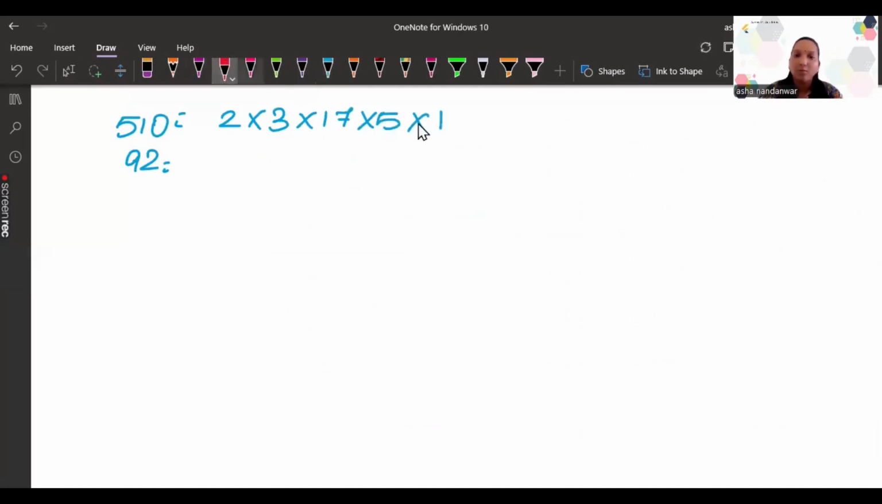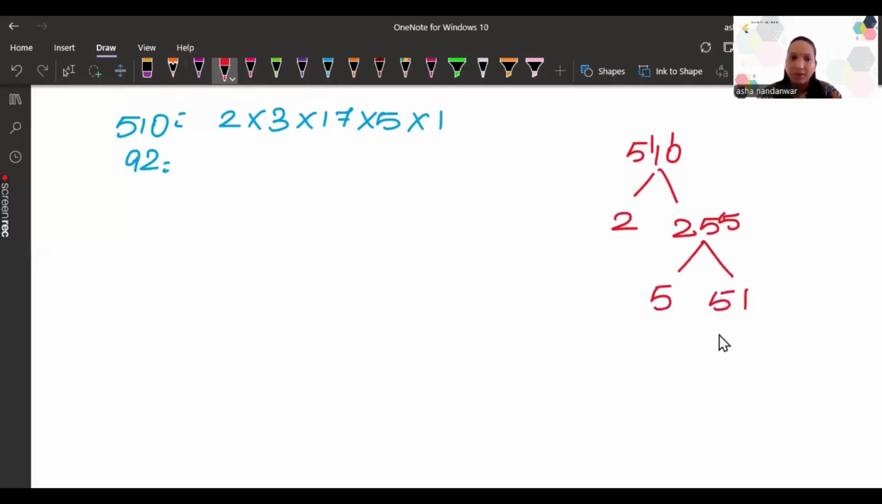The same thing you have to do, like 510, what we did for the previous question. 2 5s are 10, again 2 5s are 10, then 5 5s are 25, 5 1s are 5, then this will go and 3, 17. So 2 into 5 into 3 into 17, that's the same thing. So that's the reason I'm not going into detail.